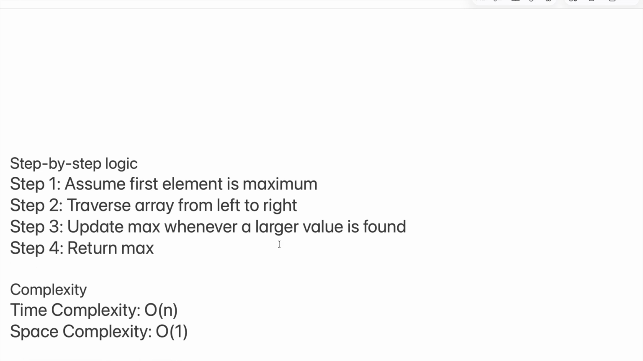I assume the first element is the maximum, traverse the array once, and update the maximum whenever I find a larger value. This solution runs in O(n) time. As I scan the array once, it uses O(1) extra space because I only track a single variable.